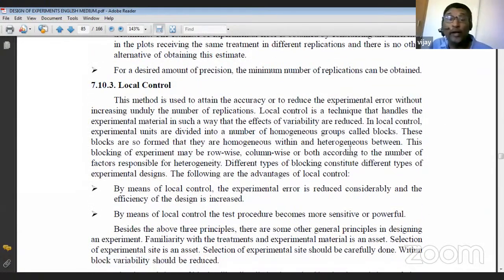This method is used to attain accuracy or to reduce the experimental error without unduly increasing the number of repetitions. Local control is a technique to handle the experimental material in such a way that the effects of variability are reduced. In local control, experimental units are divided into a number of homogeneous groups called blocks. These blocks are so formed that they are homogeneous within and heterogeneous between. This blocking of the experiment may be row-wise, column-wise, or both, according to the number of factors responsible for heterogeneity.